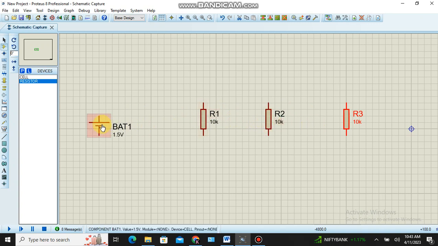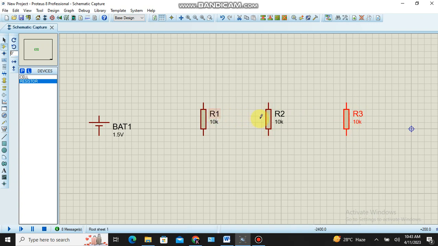So whatever voltage I am giving to the source, whatever voltage I set in the cell, the same voltage is across the 10K, the same voltage across R2, the same voltage across R3. In the parallel circuit, the voltage will be the same. The current will differ. The current through R1 is different. The current through R2 is different. The current through R3 is different.